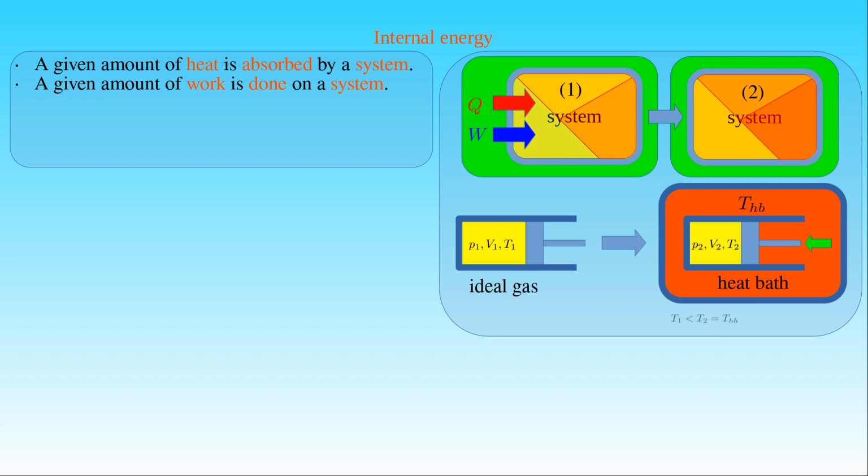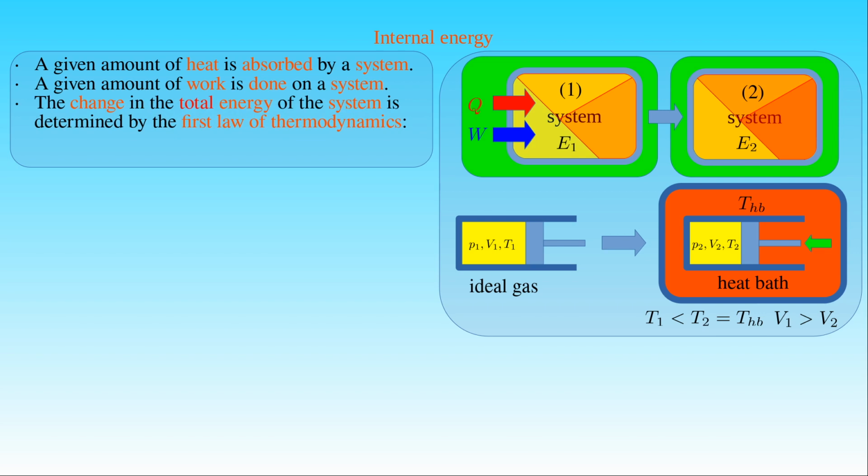The temperature of the gas reaches the temperature of the heat bath, and its volume becomes smaller after the compression. We can also denote the total energy of the system in the initial state 1 and the final state 2 by E1 and E2 respectively. Now we can apply the first law of thermodynamics, which states that the change of the total energy in the system is equal to the sum of the heat absorbed by the system and the work done on the system. That is, delta E, defined as E2 minus E1, is equal to Q plus W.